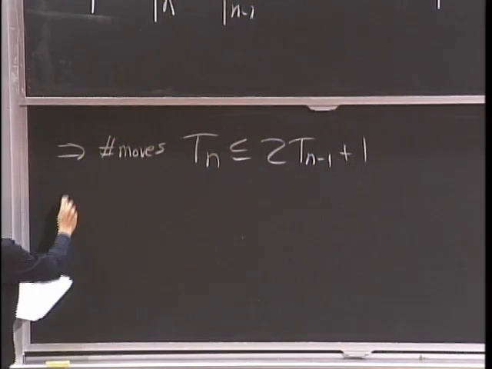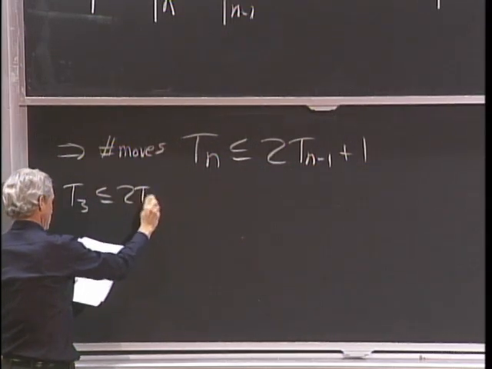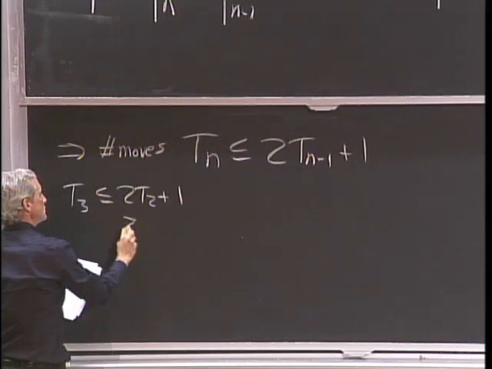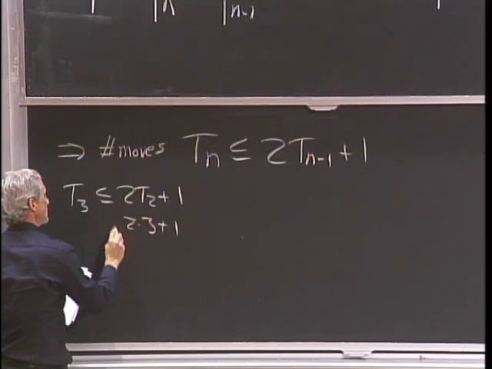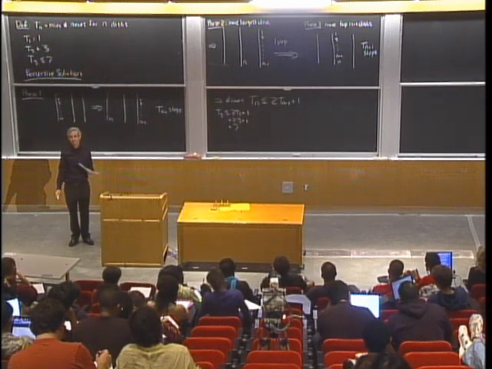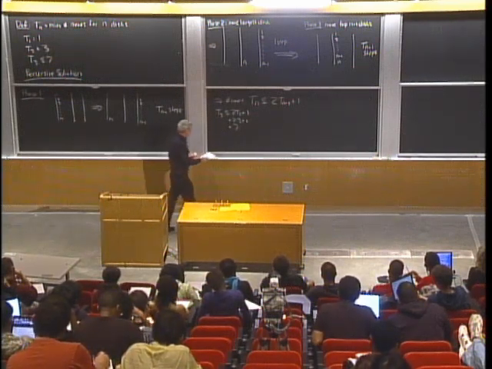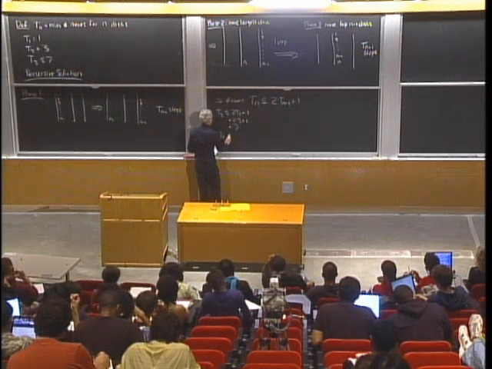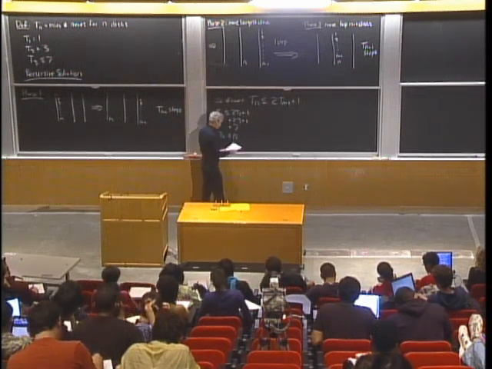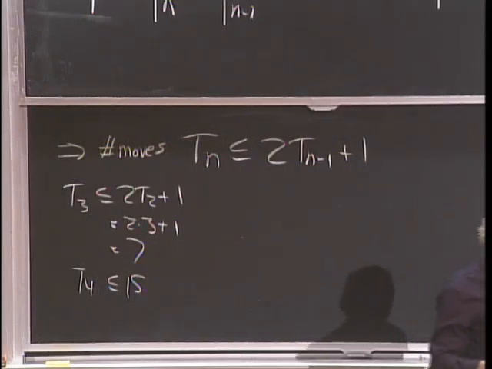For example, which we already know, T3 is at most 2T2 plus 1, which is 2 times 3 plus 1, is 7. So we already knew we could do it in 7. What's an upper bound on the time to move 4 disks? 15. OK? All right, so T4 is at most 15. But maybe there's a better way. This is just one way to do it.